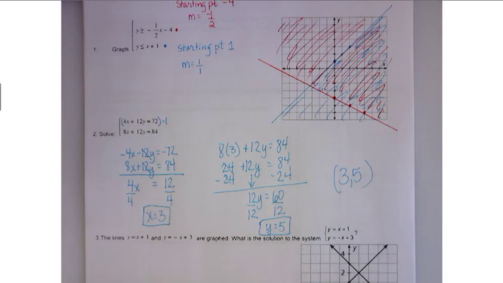Now again, you could put that in y equals form and graph it on your calculator. You could try elimination. This was just the most obvious answer for me to do it by elimination instead of a substitution or graphing, because I had those two 12s and I knew I could manipulate them.